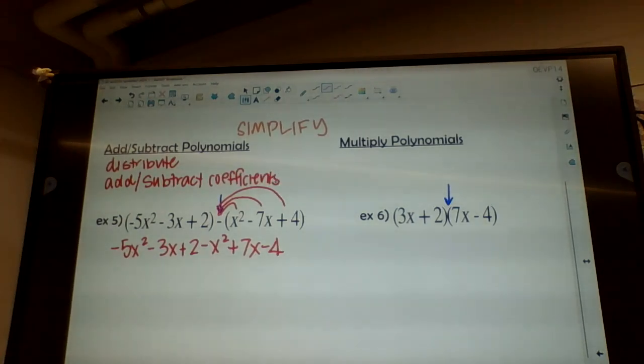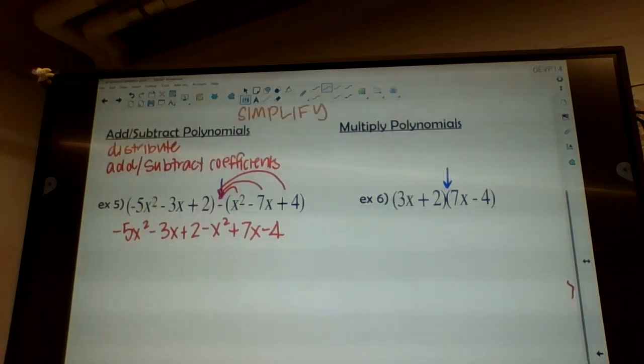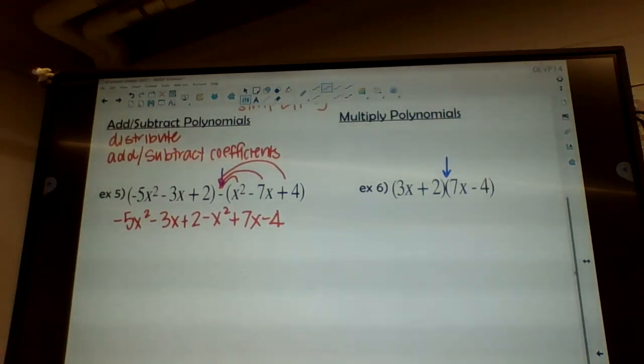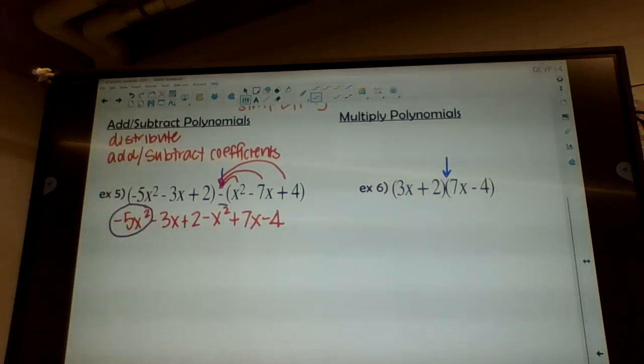So what I mean by that is we're going to look for the like terms and put those together. So in this case, like -5x to the second is going to go with a -x to the second. But notice I said just add and subtract the coefficients. Don't change the exponents at all. So -5, -1 is a -6, and it's going to be x to the second because we're just adding or subtracting.